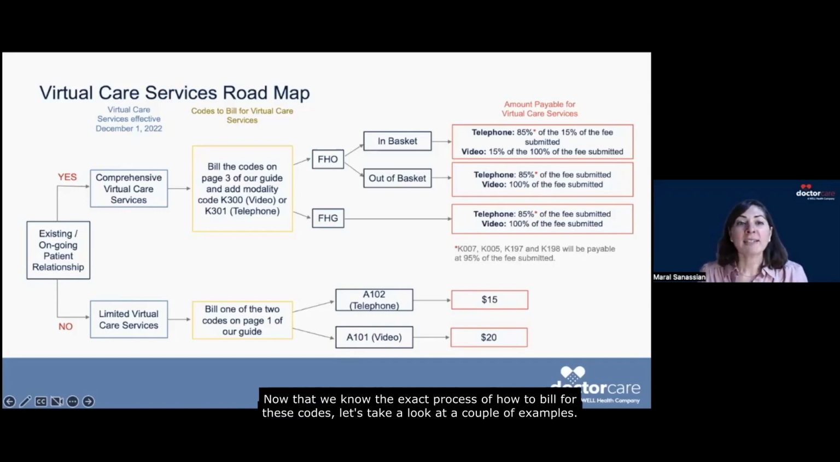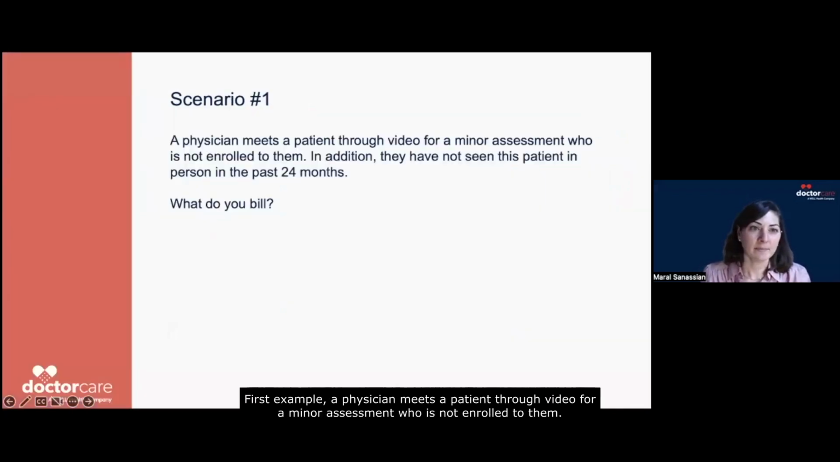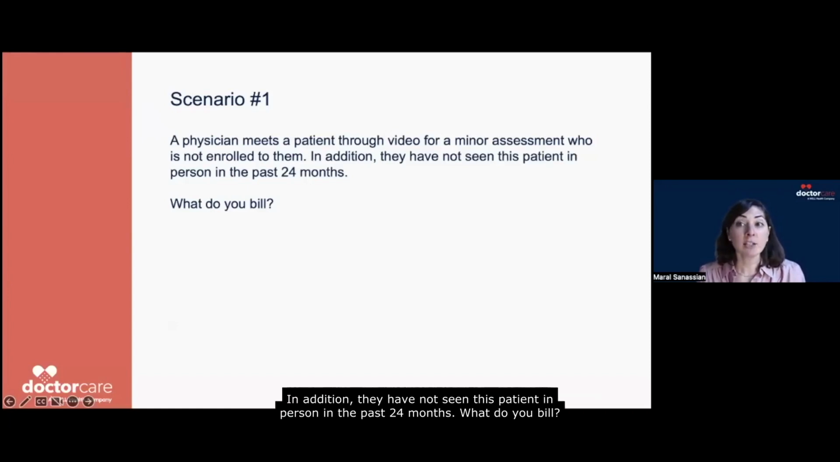Now that we know the exact process of how to bill for these codes, let's take a look at a couple of examples. First example. A physician meets a patient through video for a minor assessment who is not enrolled to them. In addition, they have not seen this patient in person in the past 24 months. What do you bill?